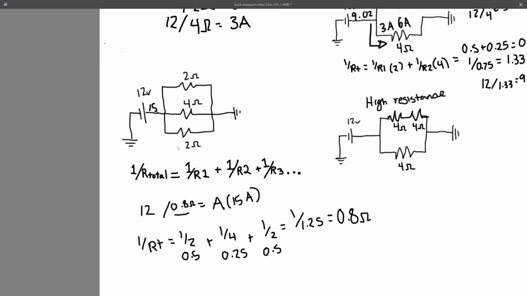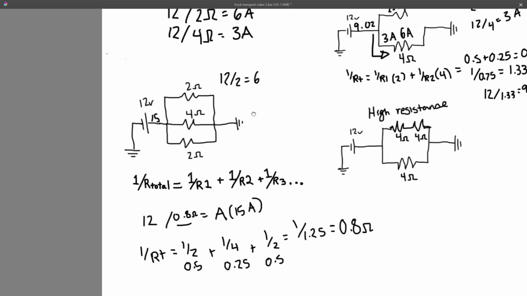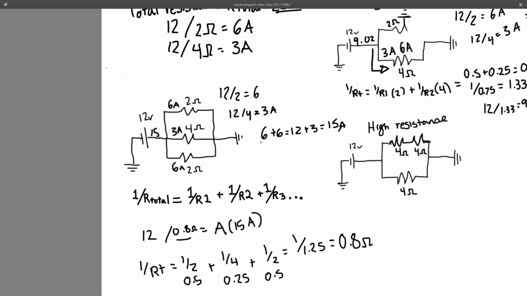That gets split between 3 different circuits. 12 divided by 2 equals 6. So we have 6 amps here, 6 amps here, and for the 4 ohms, 12 divided by 4 equals 3 amps. So we have 3 amps here. 6 plus 6 equals 12, plus 3 equals 15 amps. As easy as that.